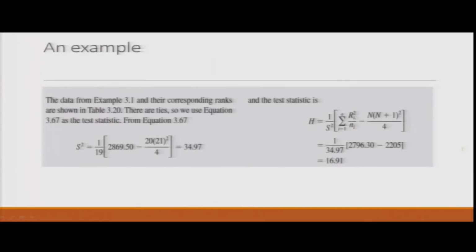So, let us consider an example, the same one, data from example 3.1, and the corresponding ranks are shown in the table, you can find it out. There are ties, so you will use the equation as given to test the statistic. We find S squared to be about 34.97. So, consider it is 35, and the test statistic value once you put it comes out to be, again I will remove the decimal values, about 17 because it is 16.91. So, if you are interested in the actual values, based on which I just mentioned the end results.